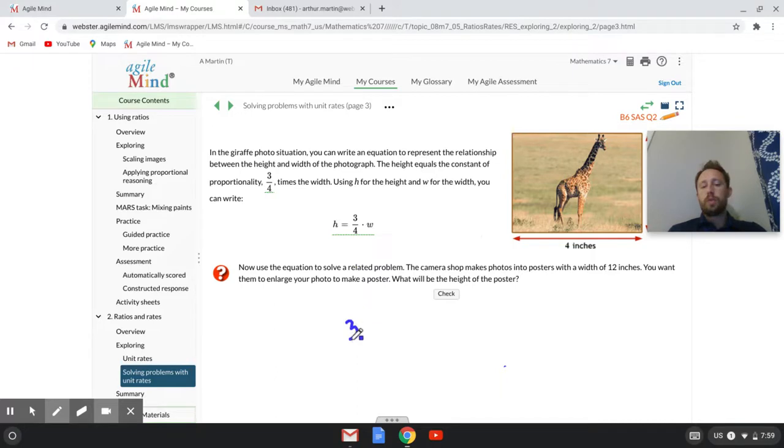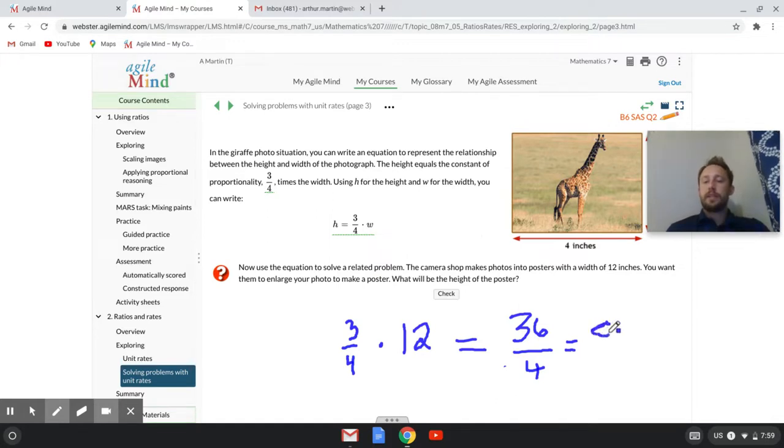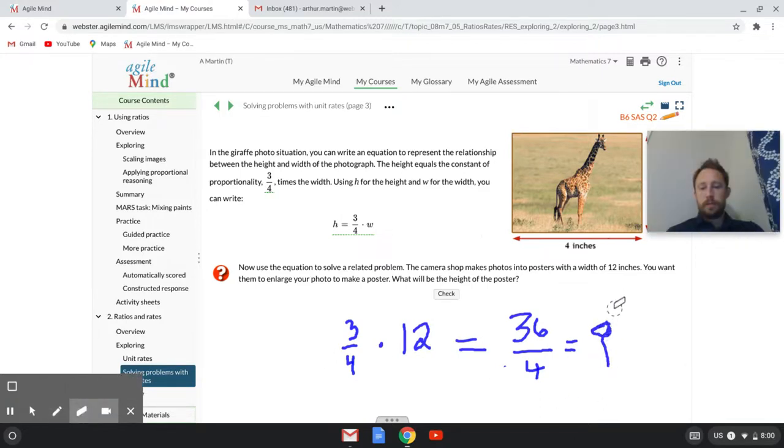So if we do 3/4 times 12, we know that 12 times 3 equals 36, over our denominator, which is 4. And we know that 36 divided into 4 parts is 9. Ooh, that's an ugly 9. Is 9.